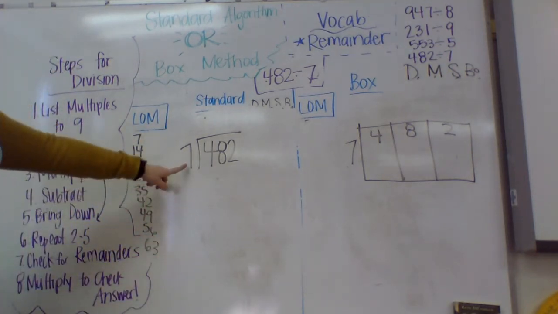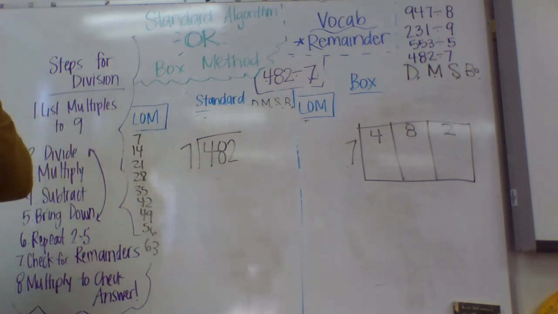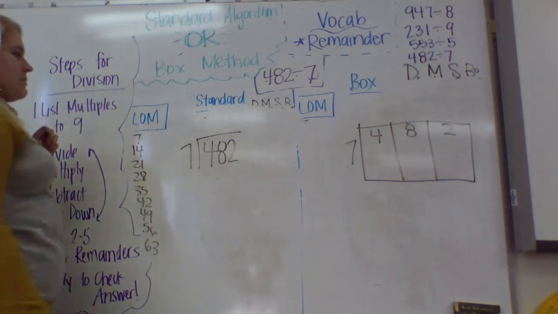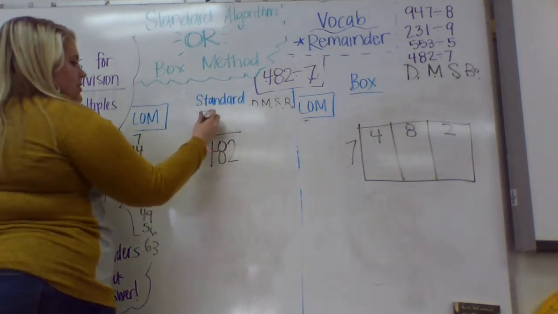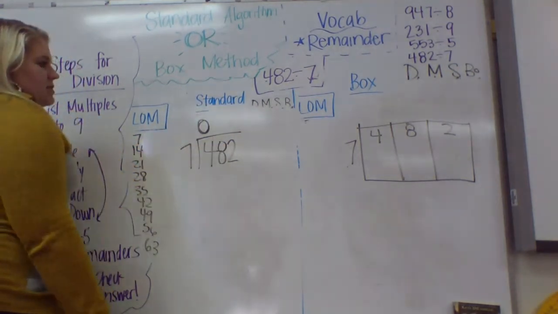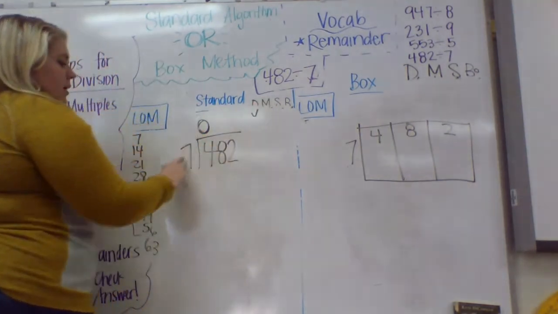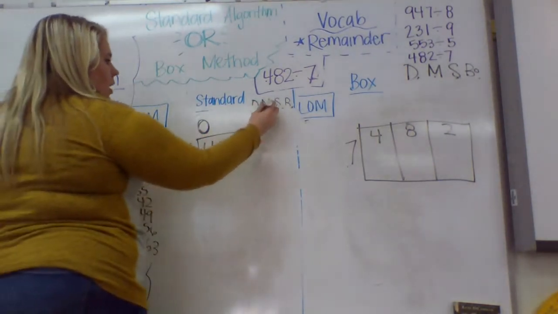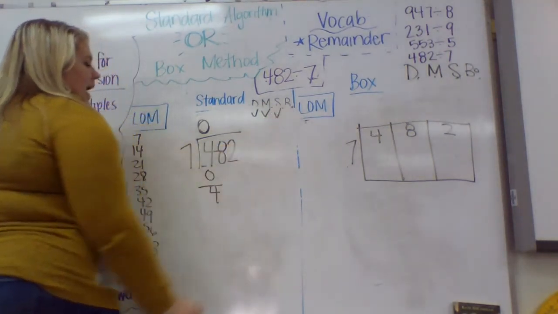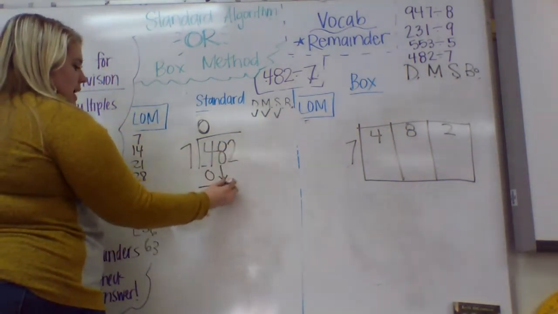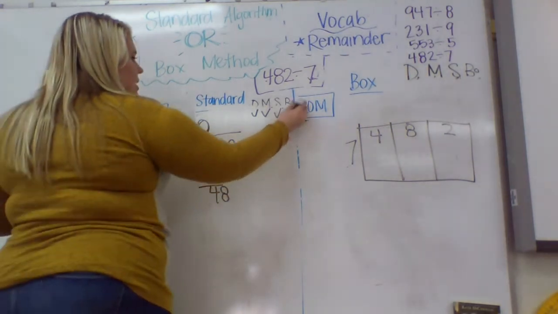Okay, how many times can 7 go into 4? Here's 7, here's my multiple of 1, that's already too much. So 7 can go into 4 0 times. 0 times 7 is 0. 4 minus 0 is still 4. And I can only bring down 1 at a time. So now I'm going to deal with 48.